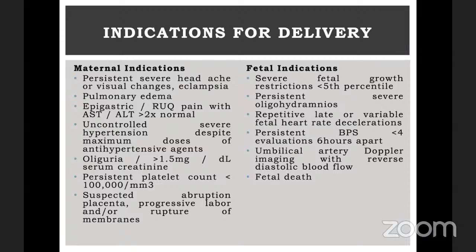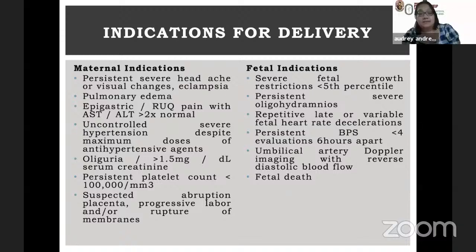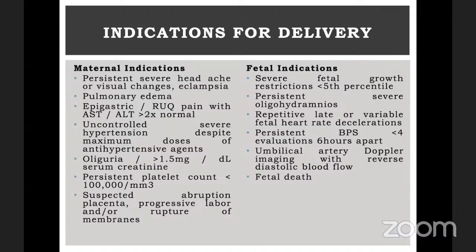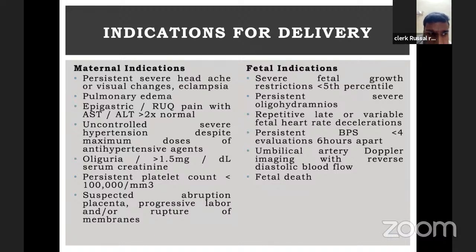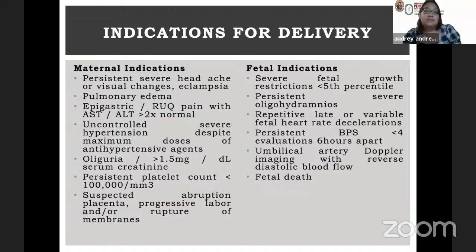Serum creatinine. What else? Urine output less than 500. What would decrease your urine output? ACE inhibitors. What do we give our patients that could decrease urine output? And that is why all patients with preeclampsia would have to have a Foley catheter inserted upon admission.